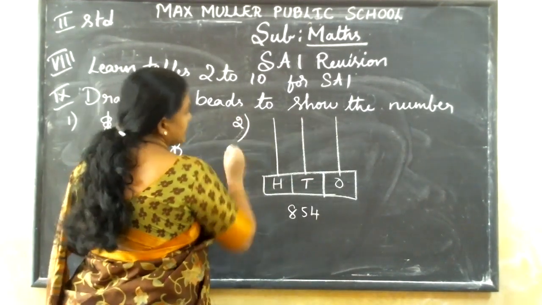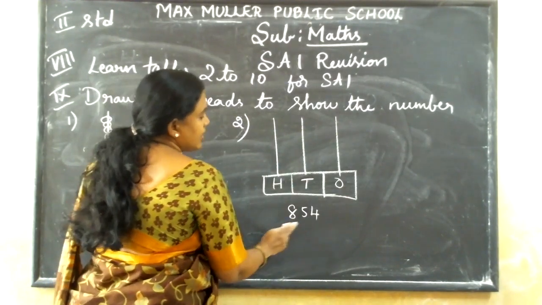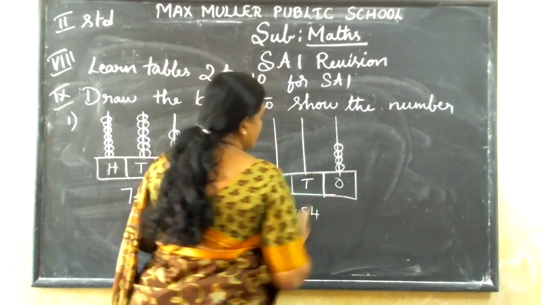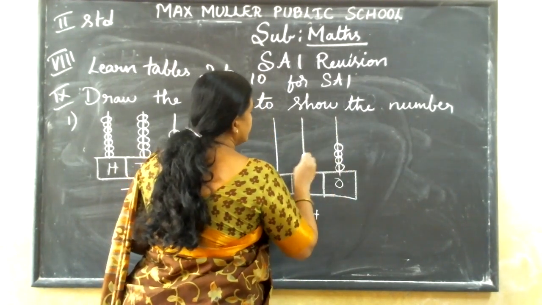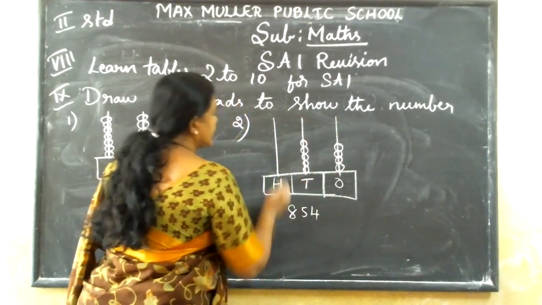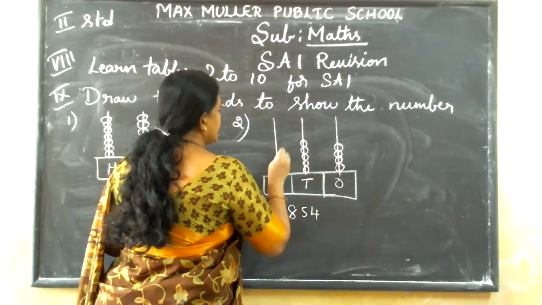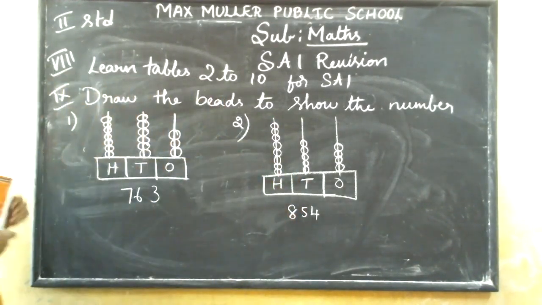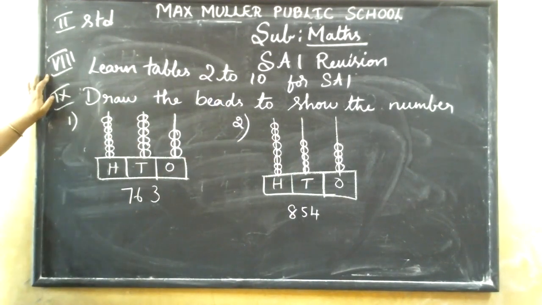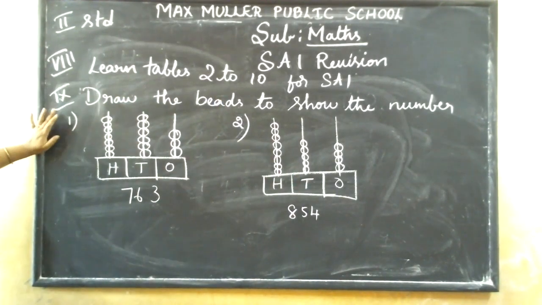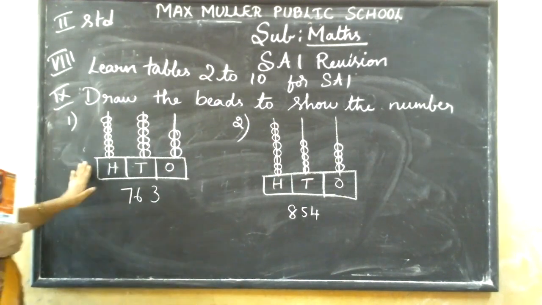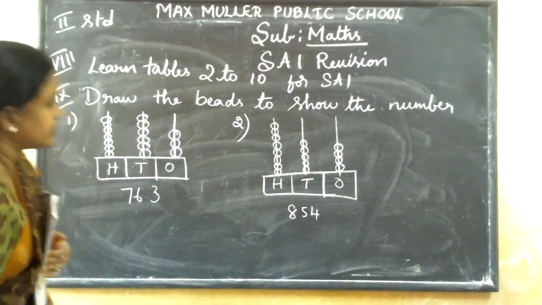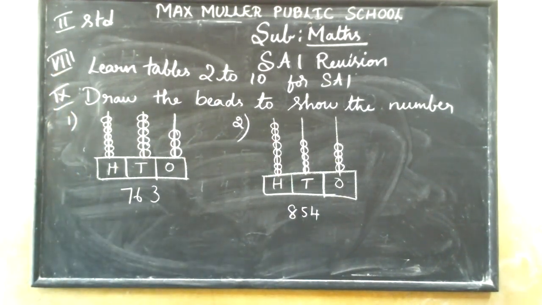Second one. See the number 854. In ones place 4 beads. 1, 2, 3, 4. Tens place 5. 1, 2, 3, 4, 5. Hundreds place 8. 1, 2, 3, 4, 5, 6, 7, 8. This is the 9th main, children. 8th main, you want to practice 2 to 10 tables for A7. 9th main, draw the beads to show the number. Now 10th main, last main, statement sums. Finish it neatly. We'll go to 10th main.